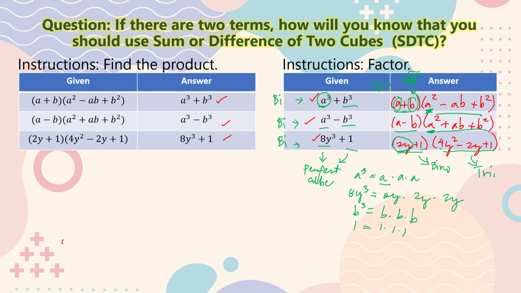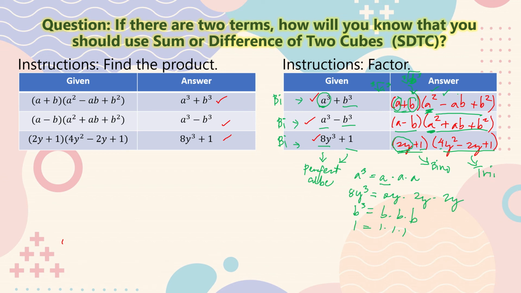Very good. How about the operation? The operation is always the opposite of the operation between the terms in the binomial. So here it's plus, so that means here it must be minus. Here it is minus, so this must be a plus. This is a plus, so that means it must be a minus. Okay, so I hope that you get the first term and the operation next to it.